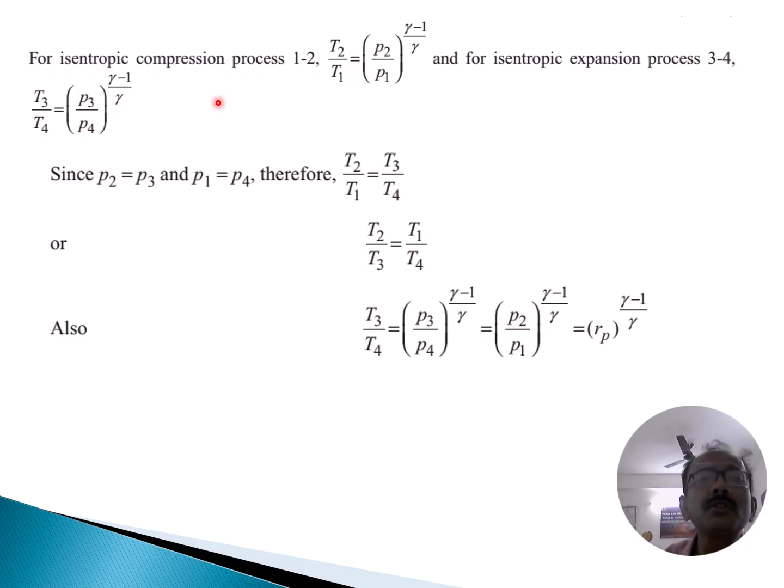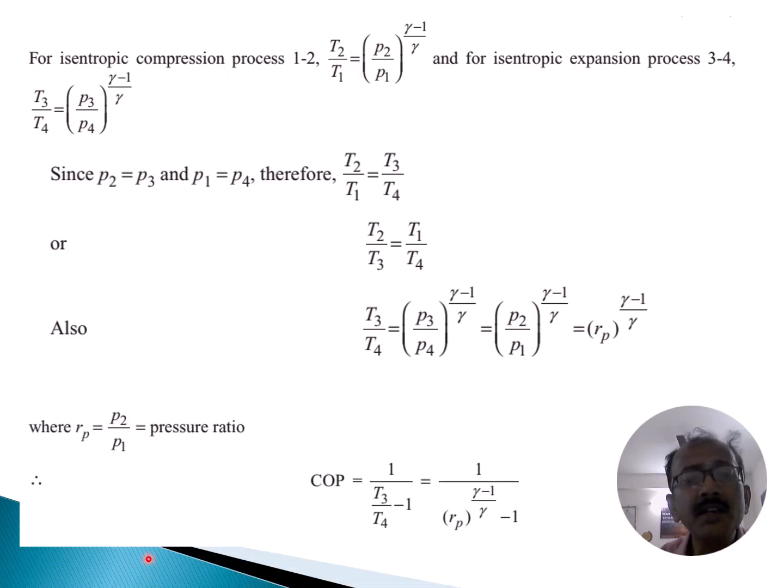For the isentropic compression, we know the relationship between temperature and pressure, and likewise for the isentropic expansion. Here P2 equals P3 and P1 equals P4. From the relationship we get T3/T4 in terms of the pressure ratio, Rp to the power (gamma minus 1) by gamma. Finally, the COP is 1 divided by (Rp to the power (gamma minus 1)/gamma minus 1). So COP is expressed in terms of the pressure ratio.